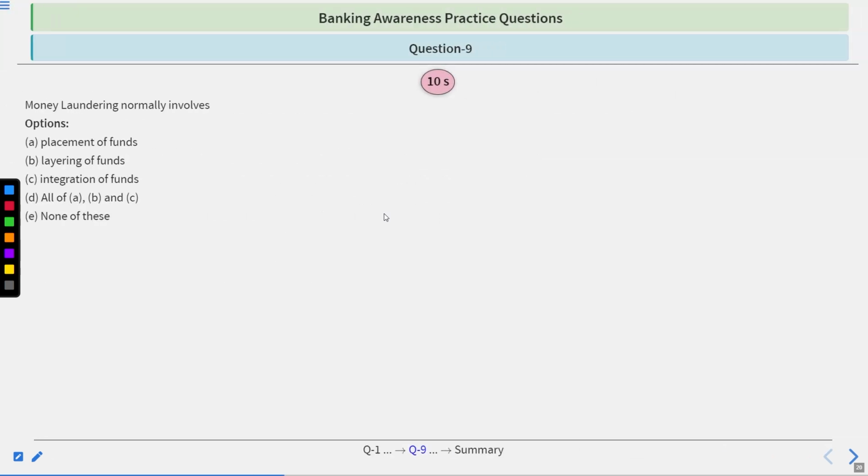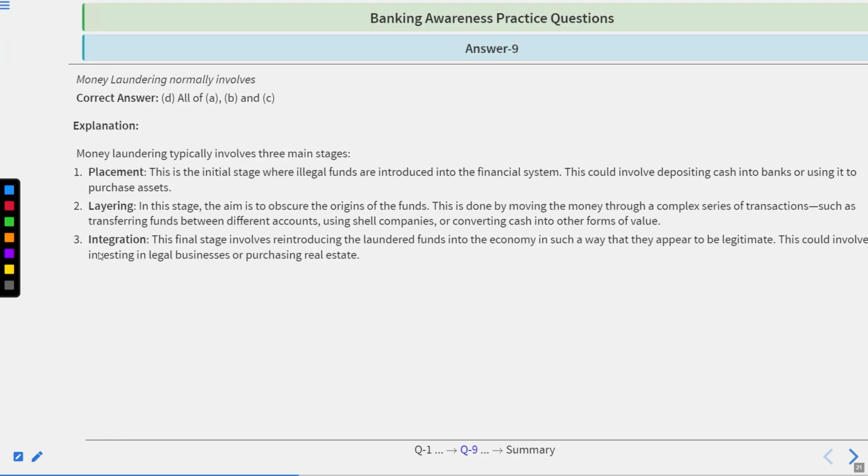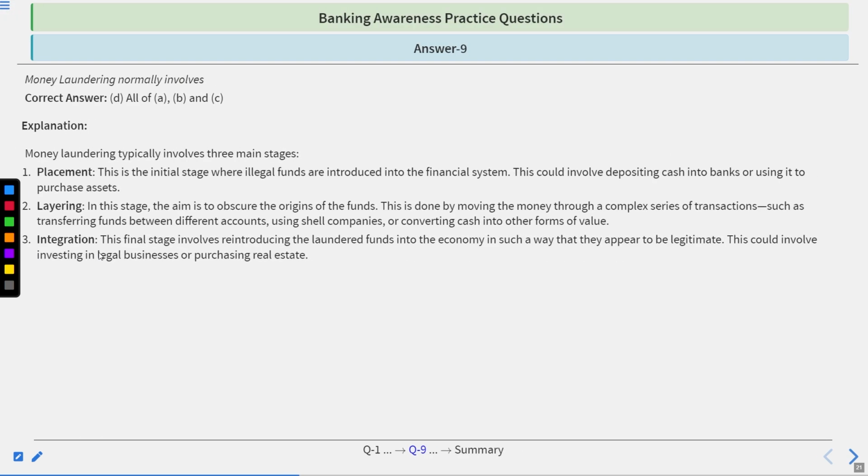Question number 9. Money laundering normally involves placement of funds, layering of funds, integration of funds, all of A, B, and C, none of these. To answer this, 10 seconds, time starts now. Time's up. Correct answer is D. All of A, B, and C.